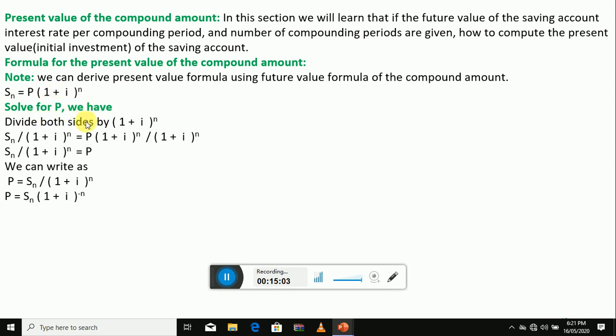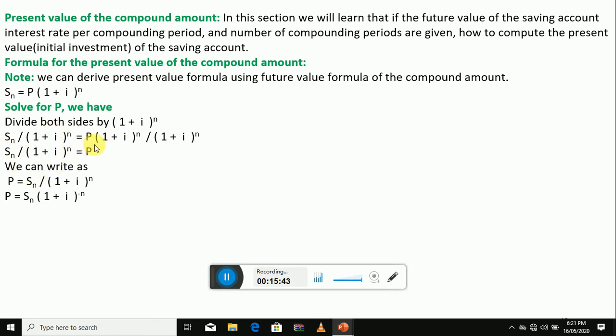We divide both sides by (1 plus i) raised to the power n. We divide the left hand side and the right hand side by (1 plus i) to the power n. We have Sn divided by (1 plus i) to the power n is equal to P multiplied by (1 plus i) to the power n divided by (1 plus i) to the power n. (1 plus i) to the power n cancels out, P is remaining only, and now P is equal to Sn divided by (1 plus i) to the power n. We can write this formula as it is.